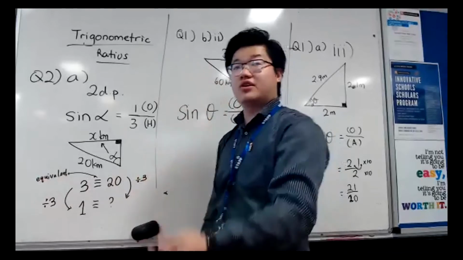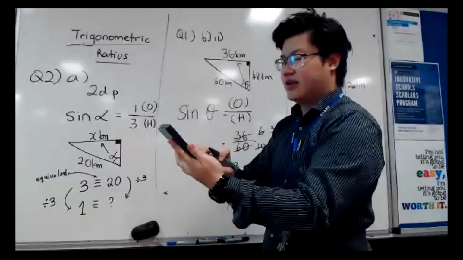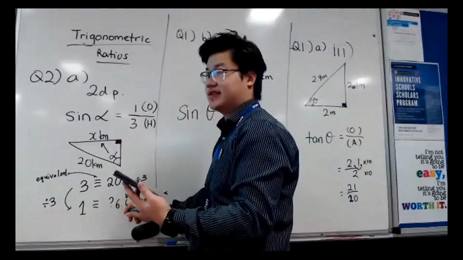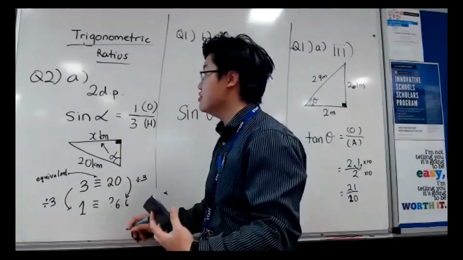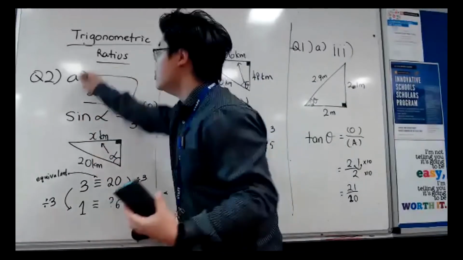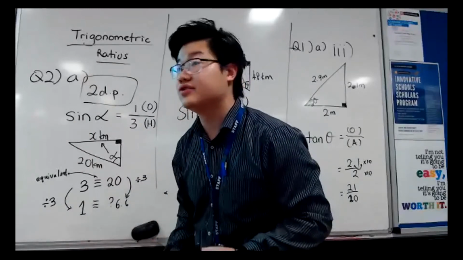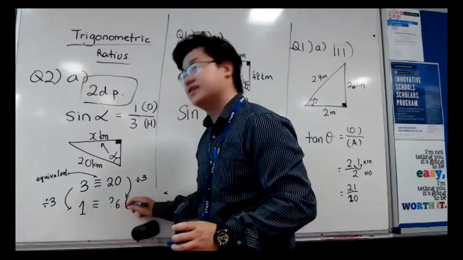Now, grab your calculator. 20 divided by 3 is 6.66666666667. Now, we're going to round it to how many decimal places? 2 decimal places. So what would be the final answer? 6.67.